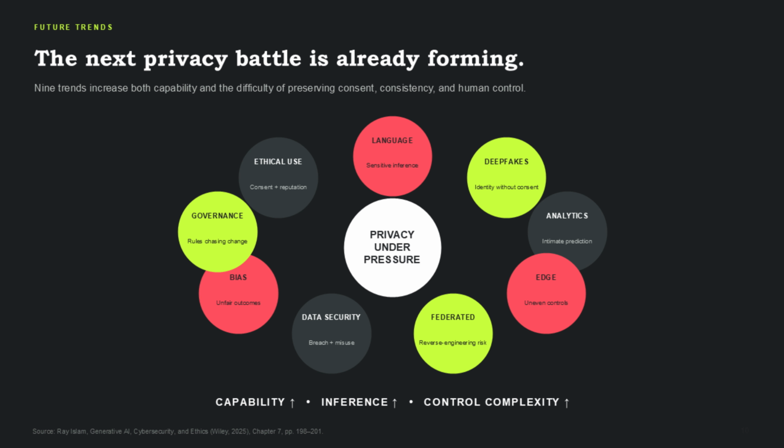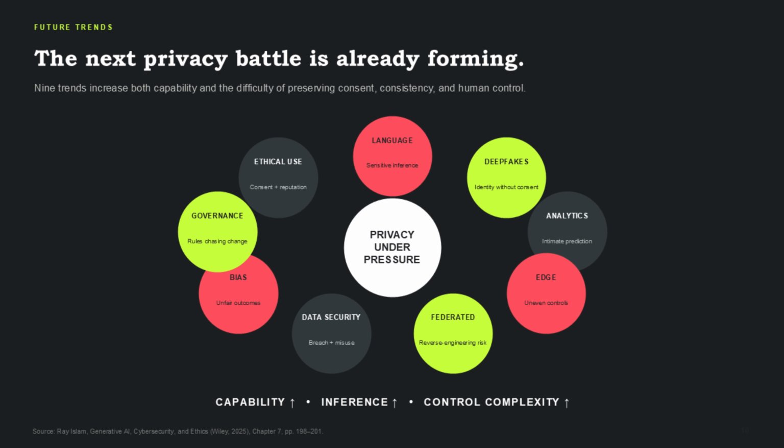The future trends in Chapter 7 are not distant predictions. They are pressures already forming around privacy. More capable language models can reproduce or infer sensitive personal information from massive datasets. Deepfakes make identity, voice, and likeness easier to replicate without consent. GenAI-driven analytics can infer intimate behavior and support invasive marketing or discriminatory decisions.